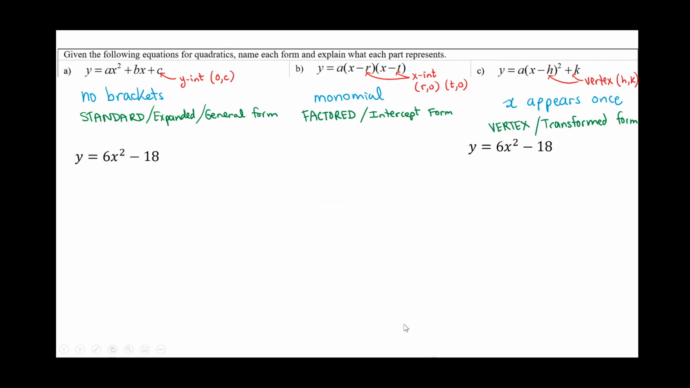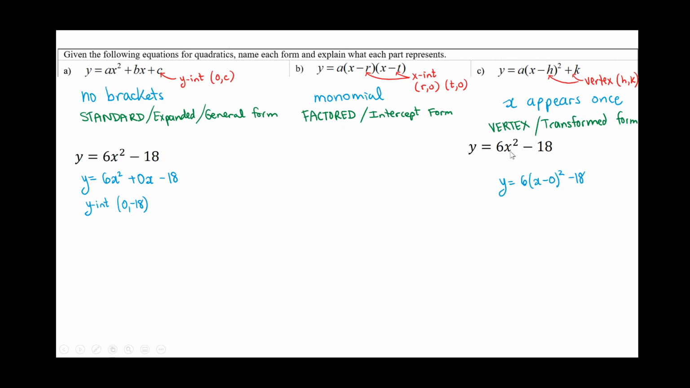Let's do another form that is 2 forms at the same time. So this one is without any brackets, so it could be classified as standard form, but also x appears in one spot, so it could be classified as vertex form as well. So here we can say that there is a 0x in the middle to match that format exactly, and so we could say y-intercept is -18 here.